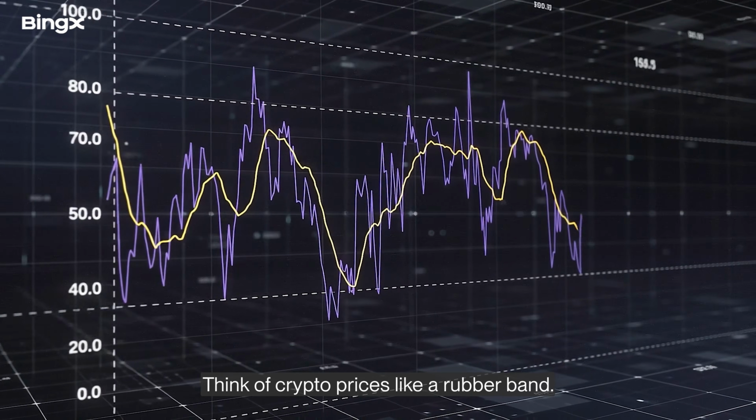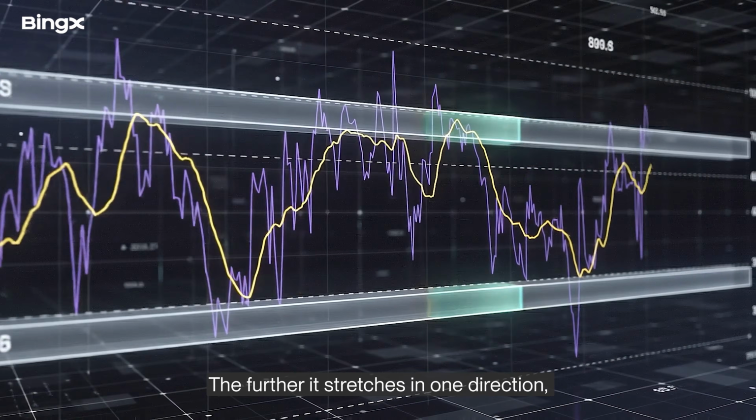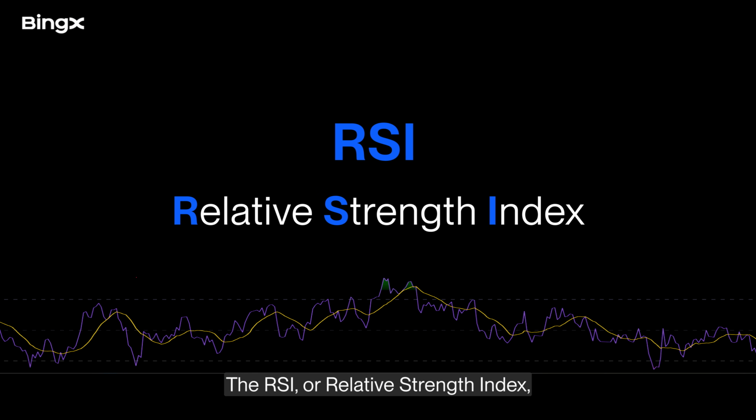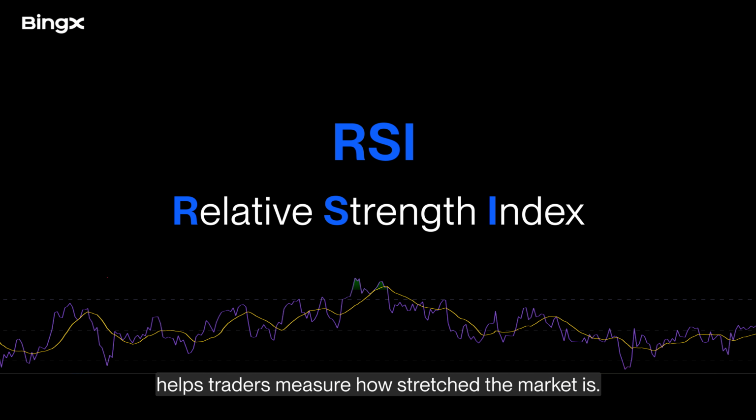Think of crypto prices like a rubber band. The further it stretches in one direction, the more likely it is to snap back. The RSI, or Relative Strength Index, helps traders measure how stretched the market is.